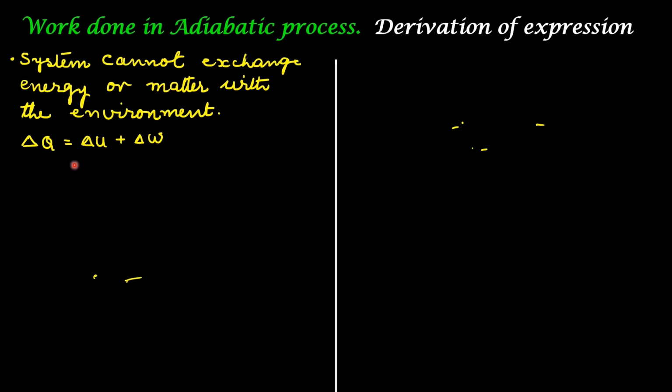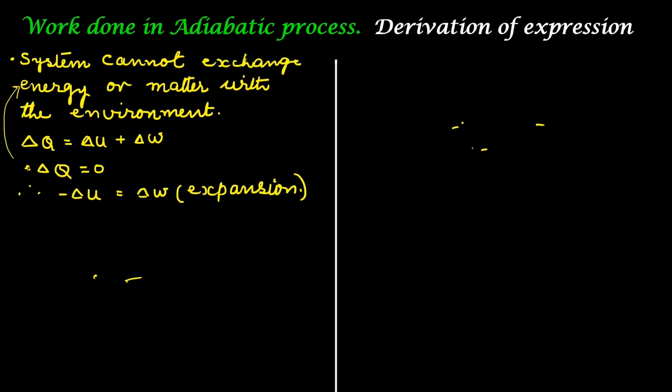Delta Q is equal to delta U plus delta W. Here, delta Q is 0, because it is an adiabatic system. The process is adiabatic means the system is adiabatic. It cannot exchange heat. So negative delta U is equal to delta W. That is expansion work, I will explain. Delta Q is equal to delta U plus delta W becomes 0 is equal to delta U plus delta W. So we shift delta U to the left hand side. So negative delta U is equal to delta W.